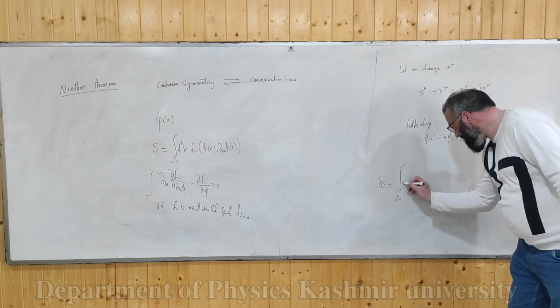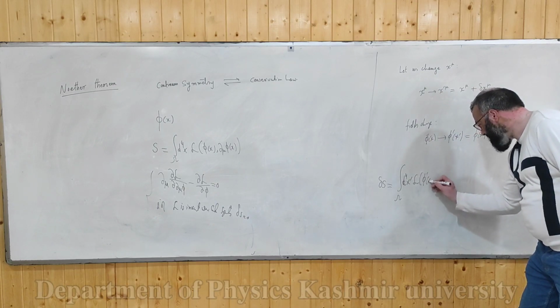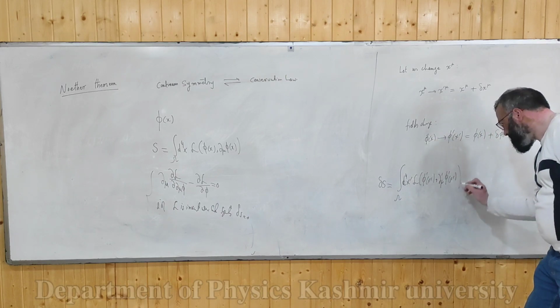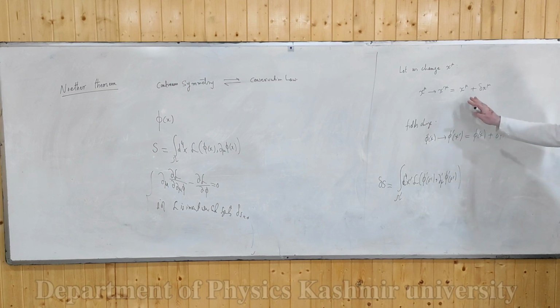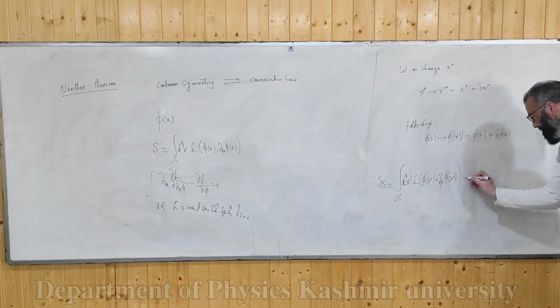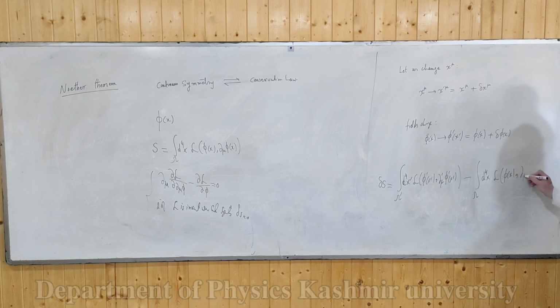So what I mean by that is something like this. L of phi prime of x prime, partial mu prime, phi prime of x prime. This is the action defined where? At some volume omega prime. Clear? Because I have changed my coordinate, so the volume will change. So let's represent the new volume as omega prime, minus the action defined at the previous volume, L of phi of x, partial mu phi of x. Clear?